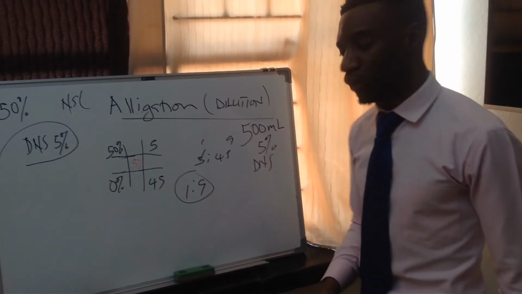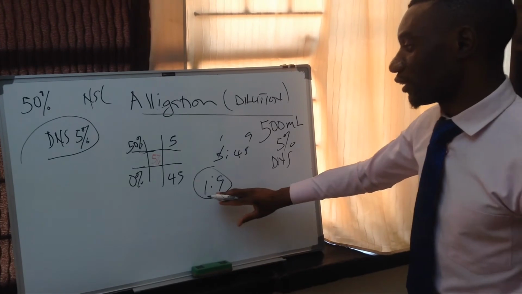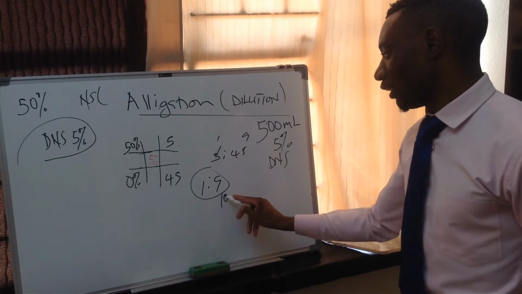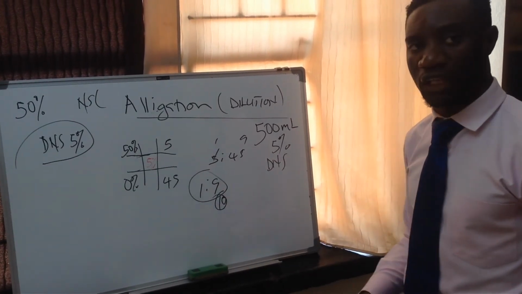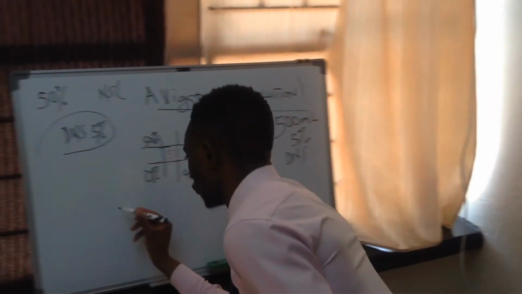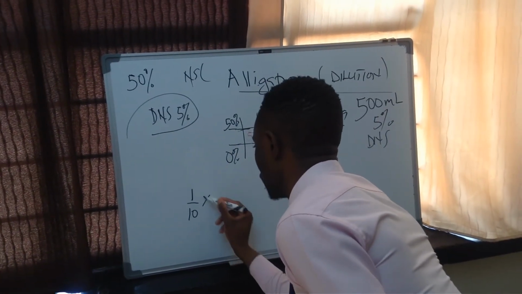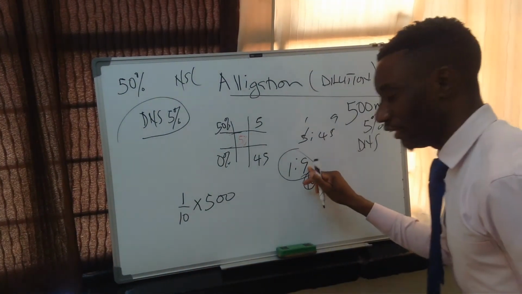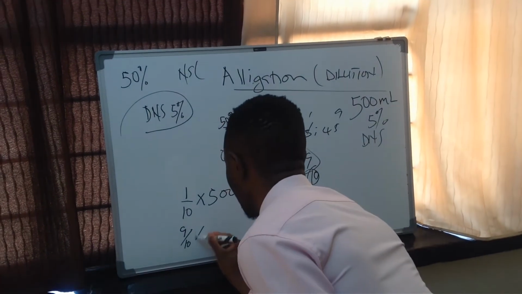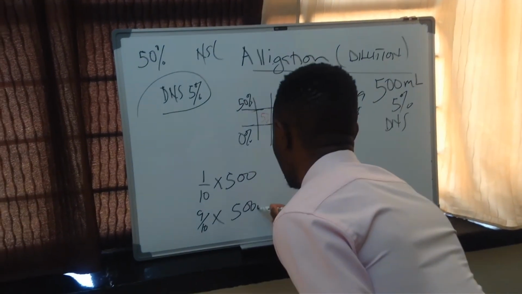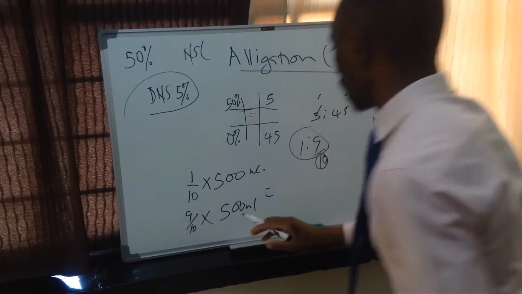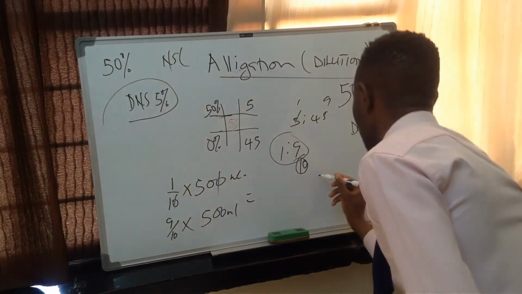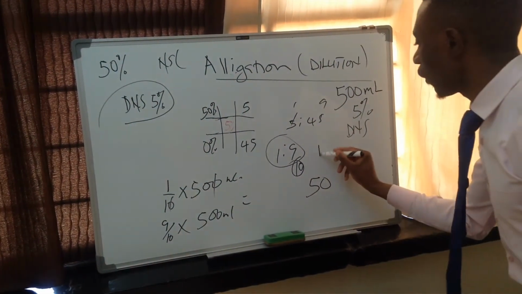So what are you going to do now? You're going to use this same ratio. The ratio, of course, you add 1 plus 9, which comes to 10. The total sum of the parts is equal to 10. So how do you go about it? You do 1 over 10 times 500, and then the other one is 9 over 10 times 500, in mils. So what do we have here? If I multiply 1 over 10 times 500, I just cancel there, and it gives me 50.